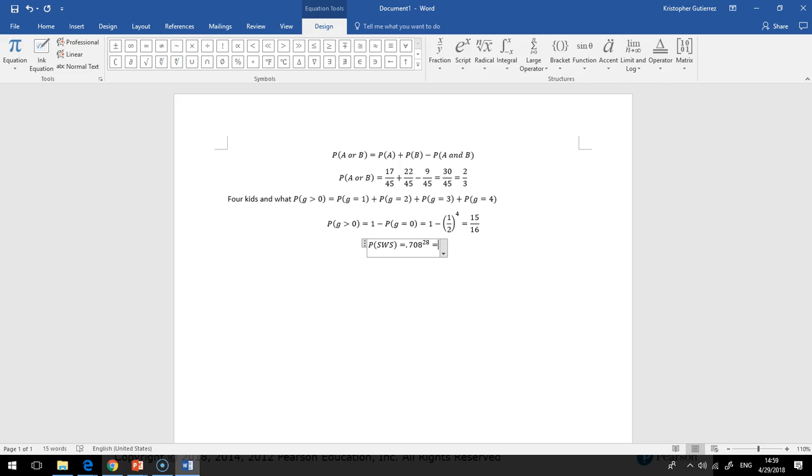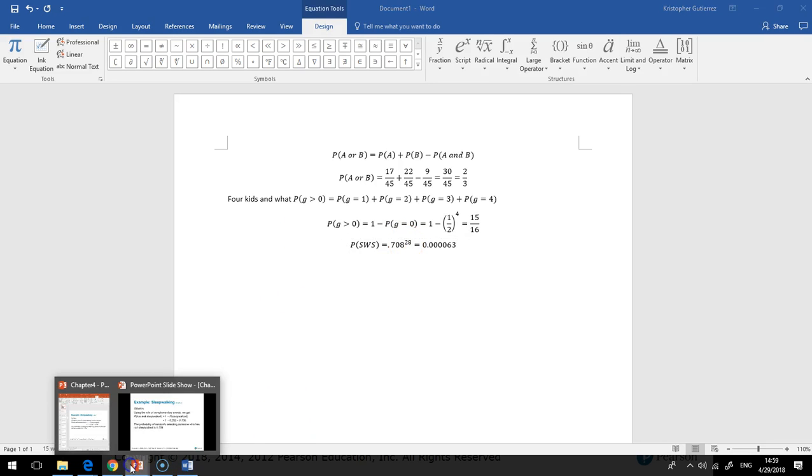And that is equal to, using my trusty little calculator here, 0.708 to the 28th power. It's going to give me 0.000063. So I'm going to guess we have some sleepwalkers in the class, or at least people who have sleepwalked. That doesn't mean you currently sleepwalk. That is interesting. All right.